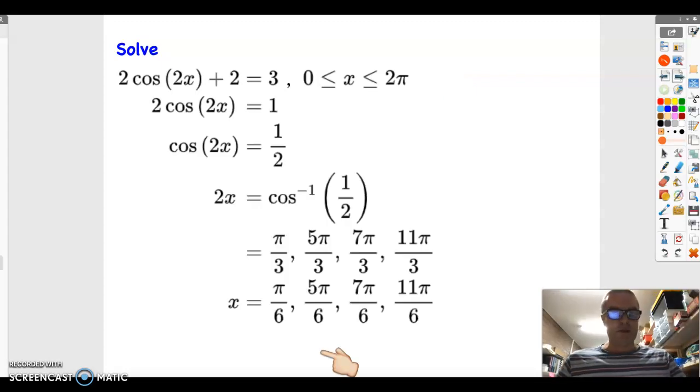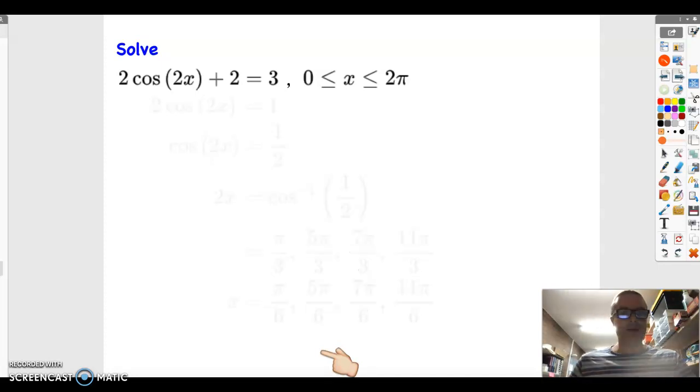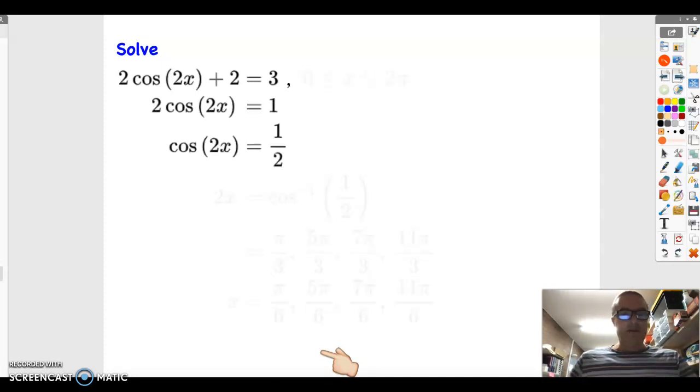I'm going to start by showing you the entire solution so you can see where we're headed, but I'm actually going to break this down step by step and talk about each step. So starting off, the first few lines of this solution are just regular doing the same thing to both sides. We'd like to get to a point where we've got the trigonometric ratio by itself.